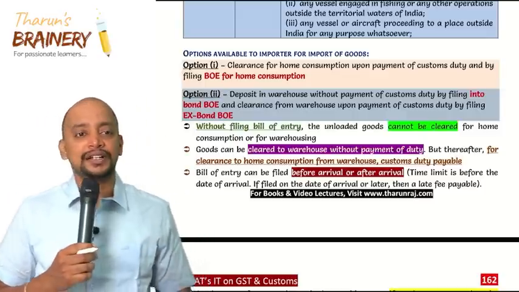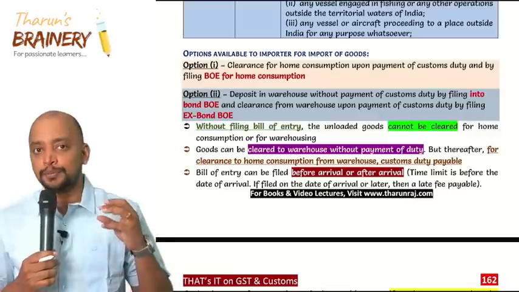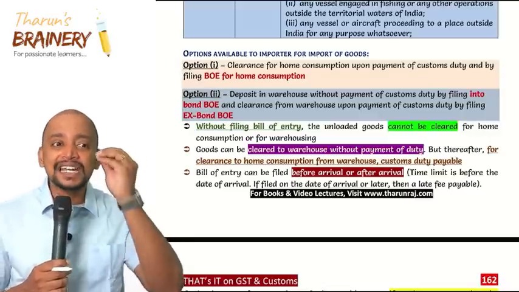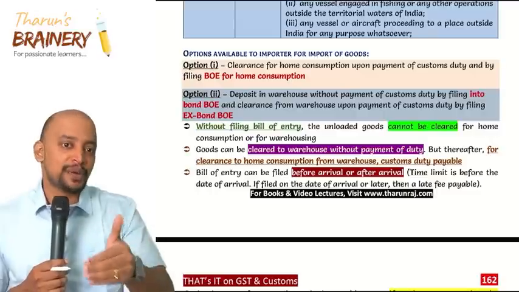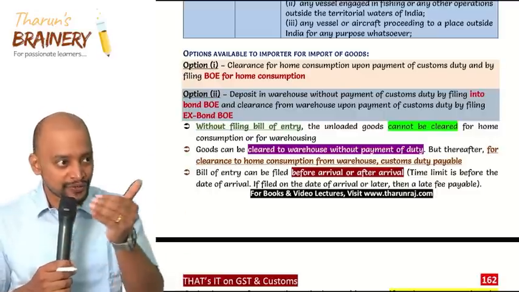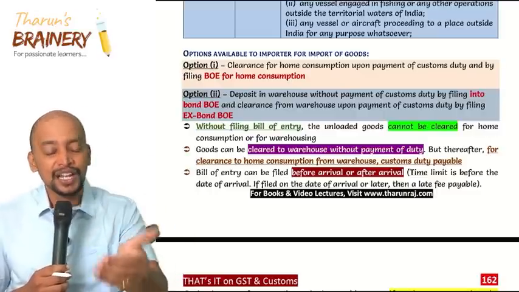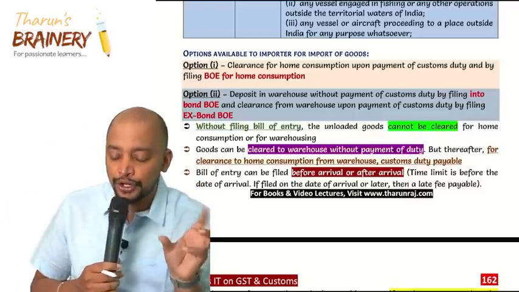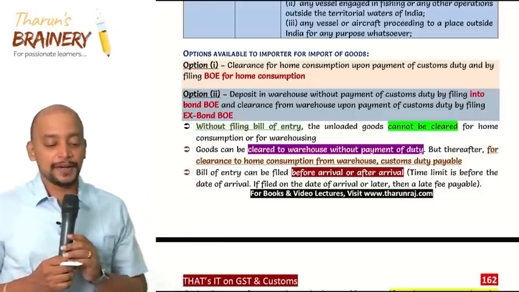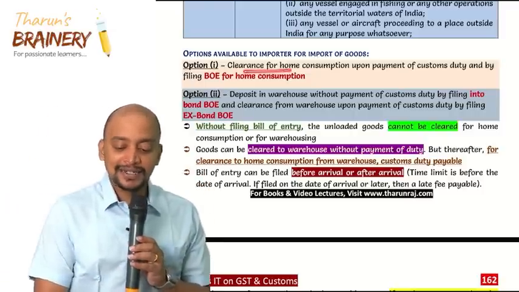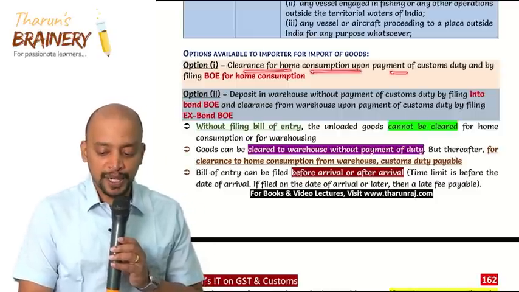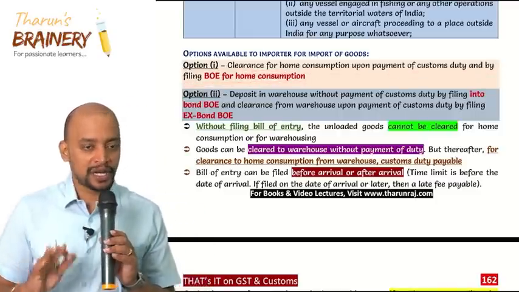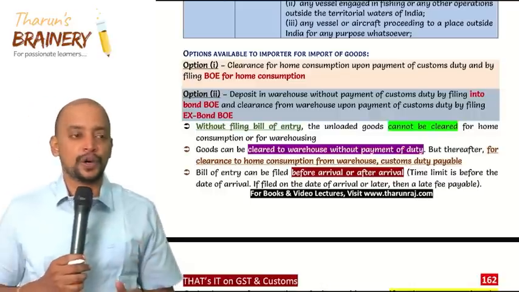Bill of entry is a document which is filed by the importer with the customs officer for the purpose of clearance of imported goods. He needs to claim that he is the owner of the goods, pay the duty and clear it. For that purpose he will file a document. What is the name of the document? Bill of entry. So option 1 is clearance for home consumption upon payment of customs duty and by filing bill of entry for home consumption. Option 2 is what?